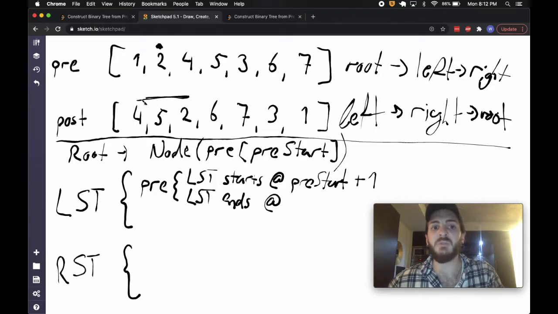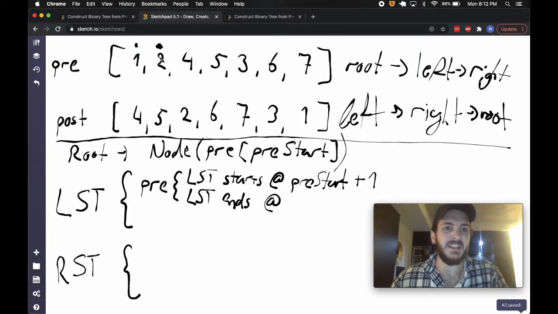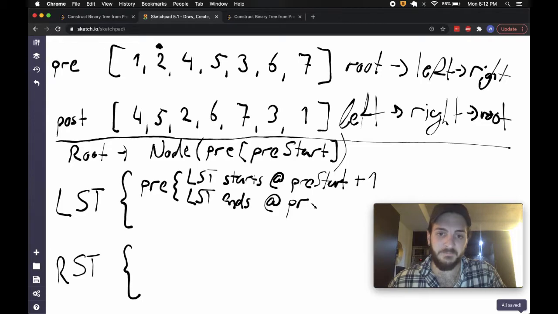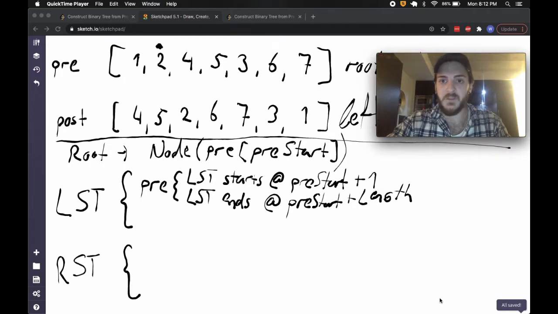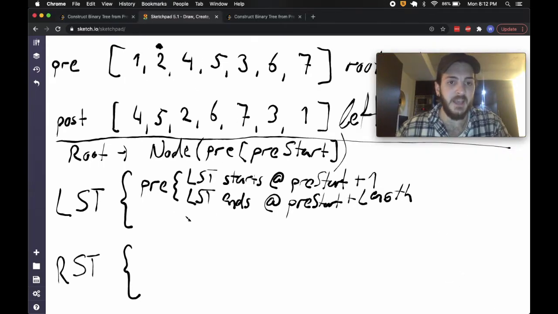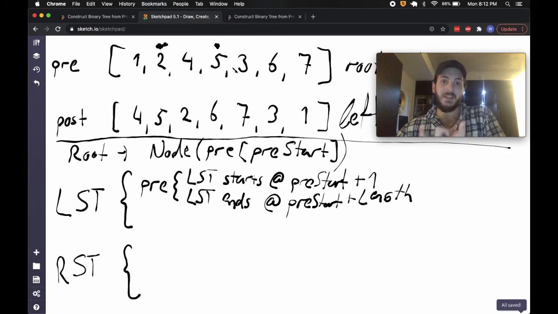So imagine this was 3 units long, okay? So we had our left subtree we acknowledged was 3 units long, and we'll call that length. If I'm at index 0, I want to end it right here at index 3. So I'm just going to say pre-start plus length. What I'm going to do is move my face up here. So this is how I'm going to be determining what my parameters are for my call. I'm going to be saying that this is my start and this is my end for the left subtree when I make my recursive call.